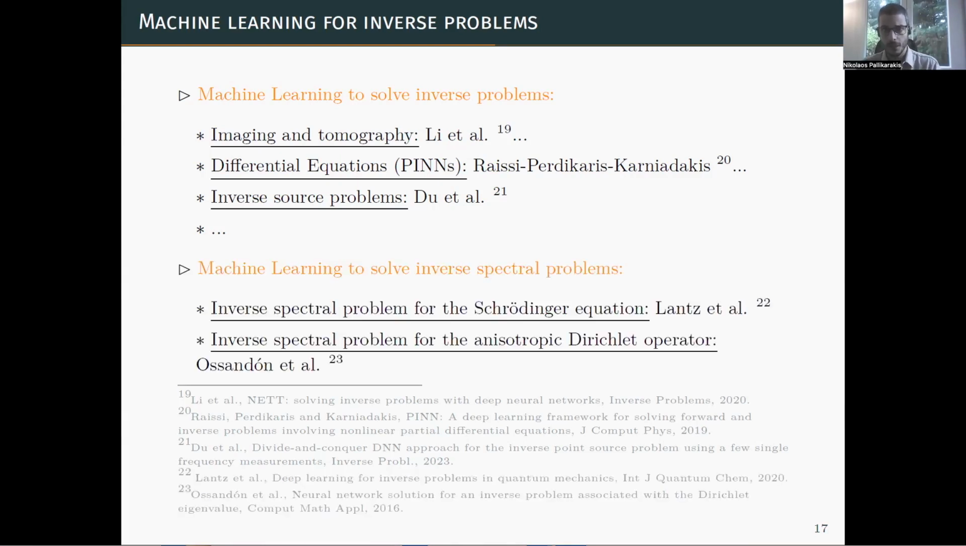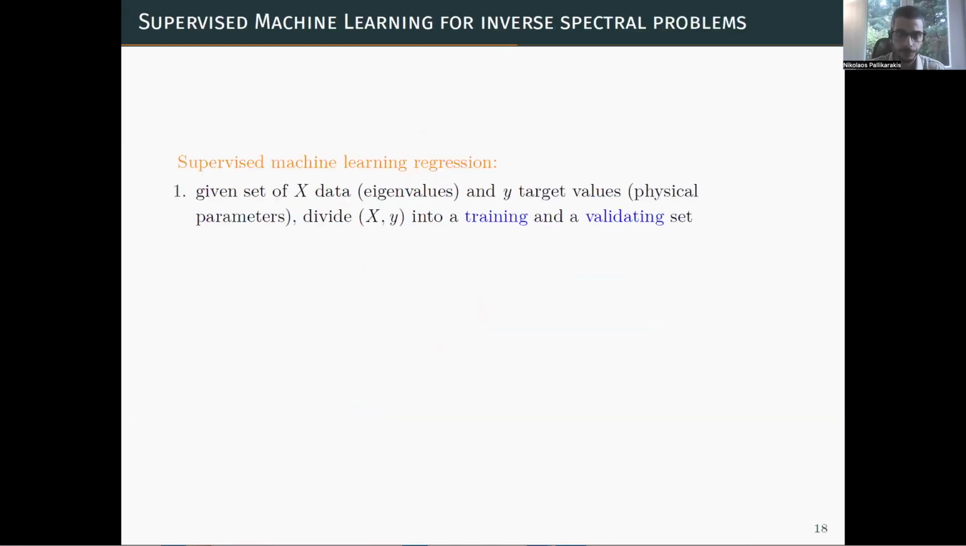But for inverse spectral problems especially, there are only a few works previous to ours. For example, for the Schrödinger equation in a paper published in the International Journal of Quantum Chemistry by Lange and others, for the anisotropic Dirichlet operator by Sandon and others, and some more works in this field.